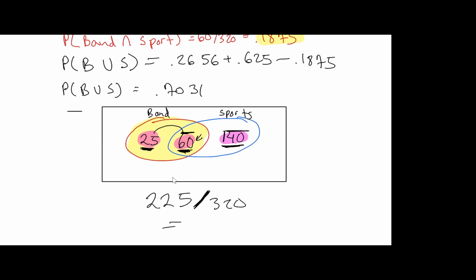Then you get 0.7031. So this is just another way of doing it. Correct. So this is a different way how to do it. But if you look at it, both of them give you the same answer.